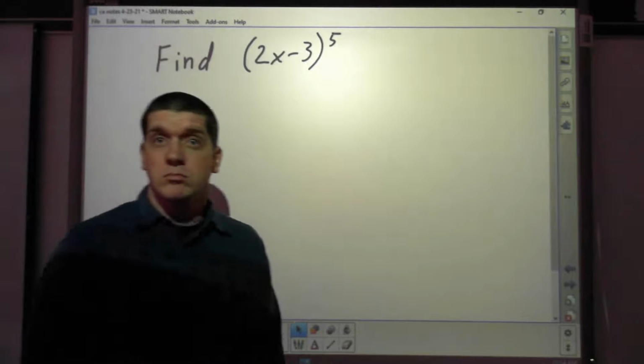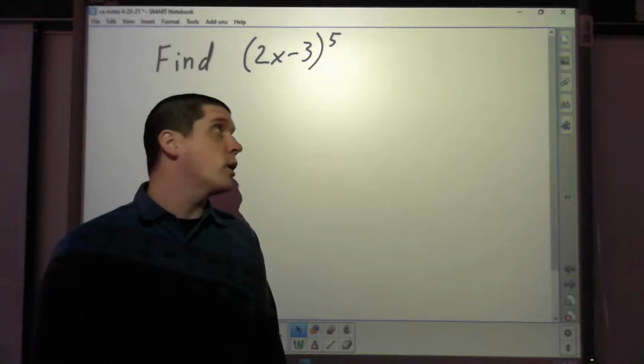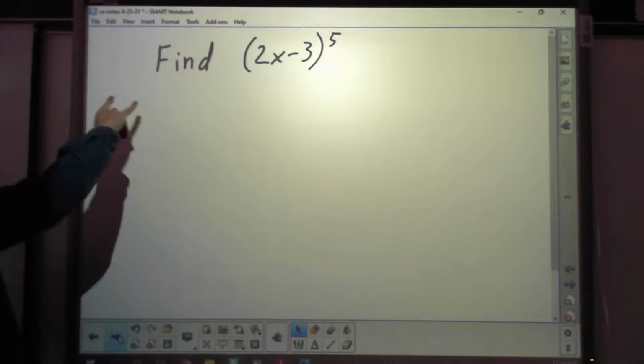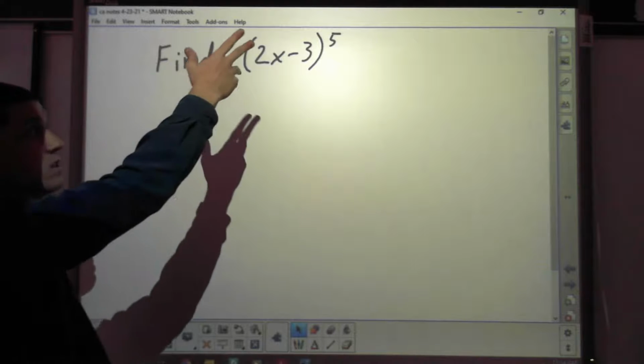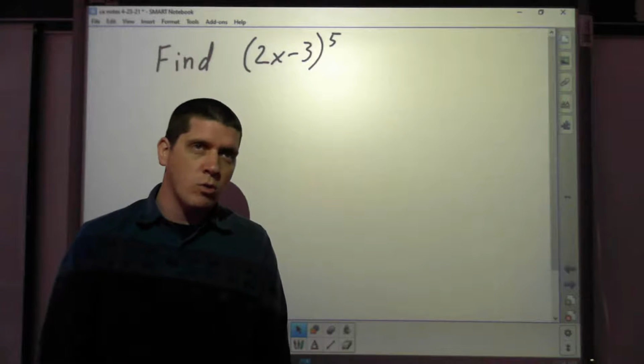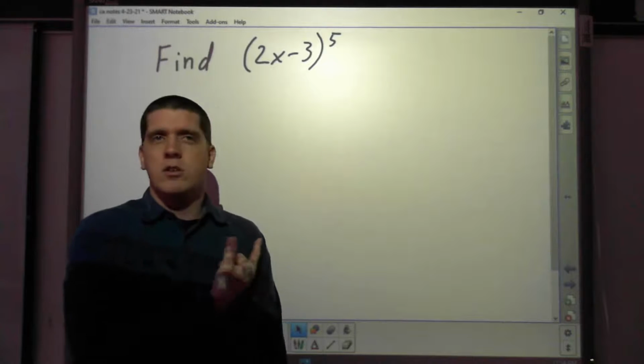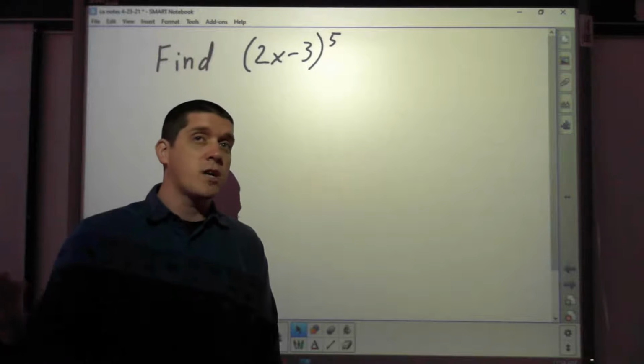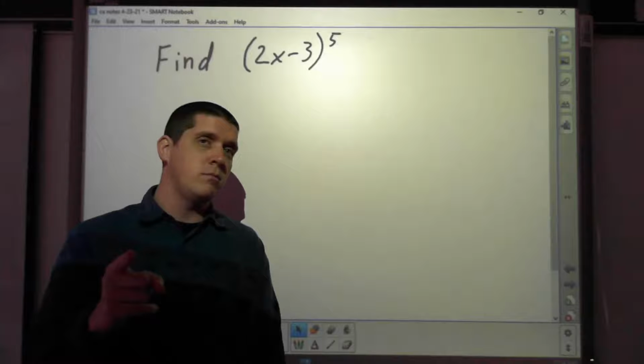So, again, let's go again. Same idea. 2x minus 3 to the 5th power. Why don't you go ahead? Why don't you hit that pause button and go ahead and try this one on your own? You don't need me. As long as you got Pascal's triangle, you can come up with those combinations really quickly. So hit that pause button.